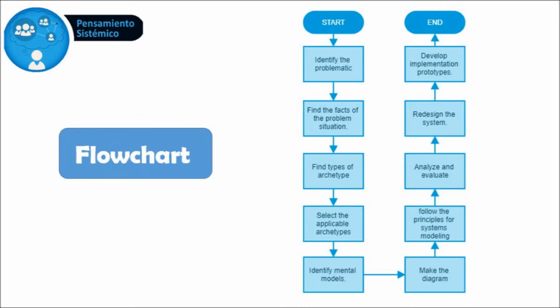Identify the mental model and then make a diagram which best represents the situation. Follow the principles for system modeling that help us avoid certain situations. Then analyze and evaluate all the information that we have until this point, and with that we can redesign the system, and with this you can develop implementation prototypes.